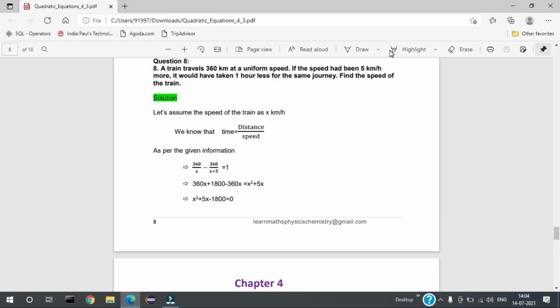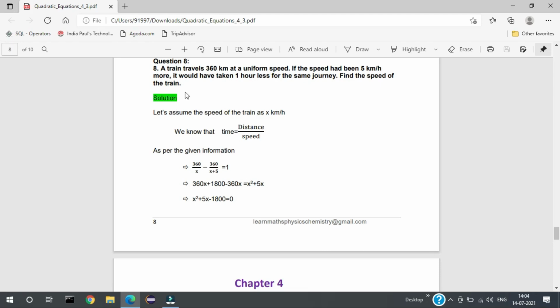8. A train travels 360 km at a uniform speed. If the speed had been 5 km per hour more, it would have taken 1 hour less for the same journey. Find the speed of the train.